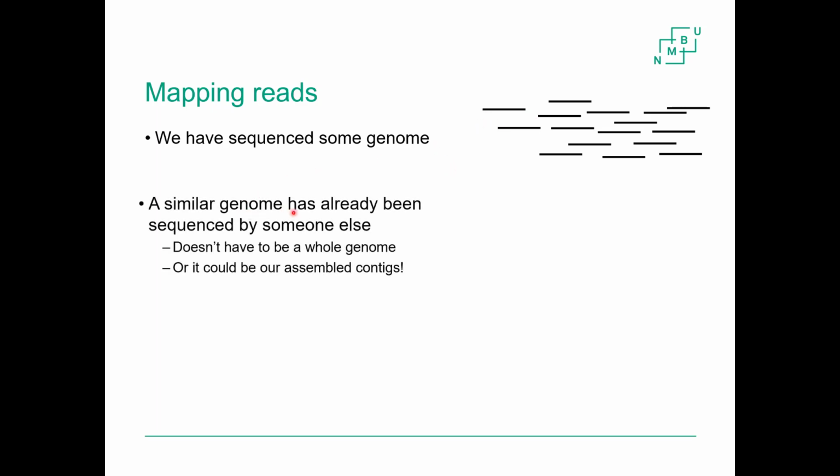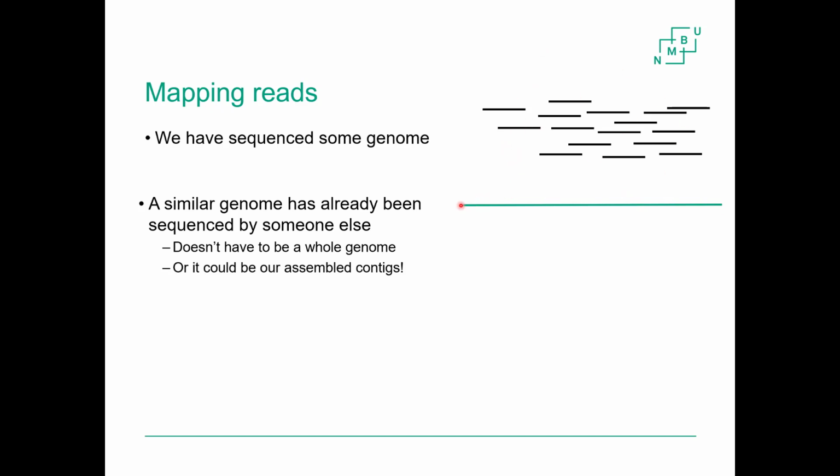We also have a similar genome that we have already sequenced, or someone else has sequenced it and assembled it. It doesn't have to be a whole genome. It can only be parts of it. It could very well be our own assembled contigs, right? We have used the reads to assemble contigs, and now we want to map the reads to those assembled contigs. But just as often, this genome sequence comes from some other source, before we did our sequencing.